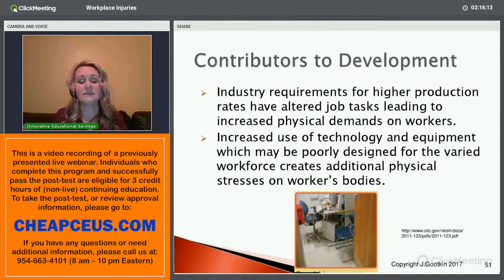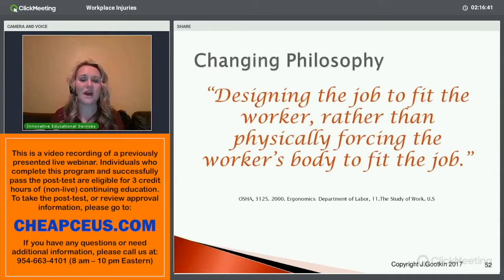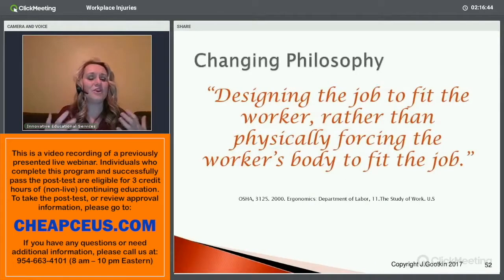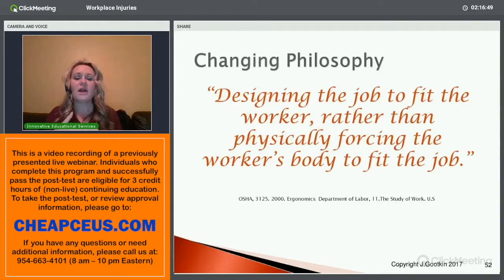And they're saying that since the 1970s, there's been an increase in physical workplace demands. Higher productivity is required. There's increased use of technology, so maybe more small, repetitive types of activities. And maybe the workplace hasn't changed, as I mentioned. Our workforce has changed who they are and their physical stature, but has the equipment changed sufficiently to allow for that? And the new trend and the new philosophy is that we should be designing the job to fit the worker, not forcing the worker's body to fit the job.